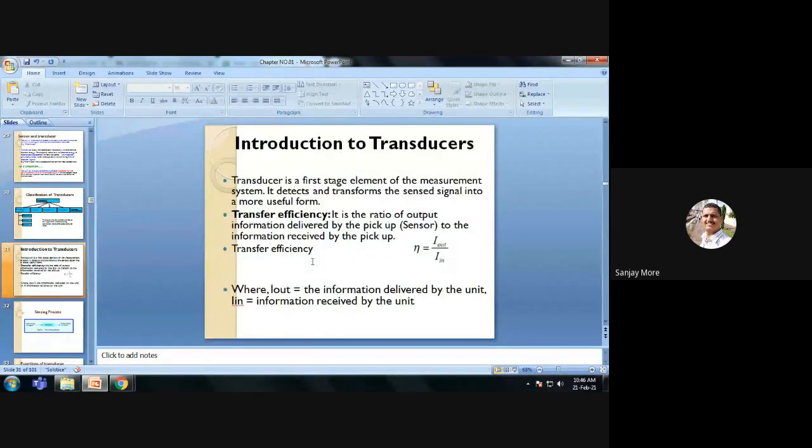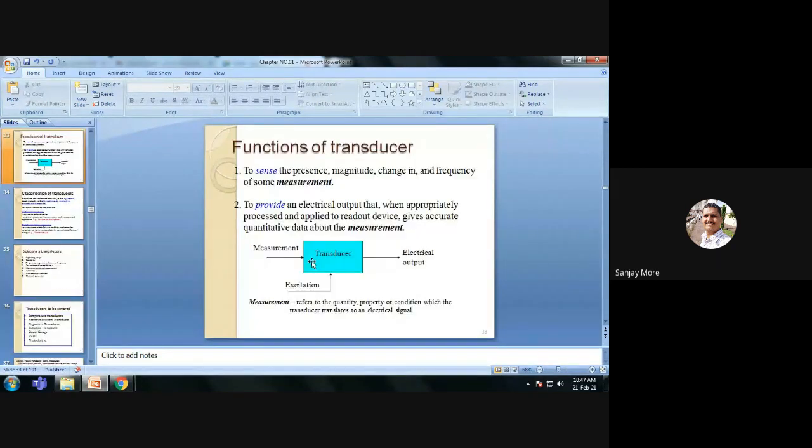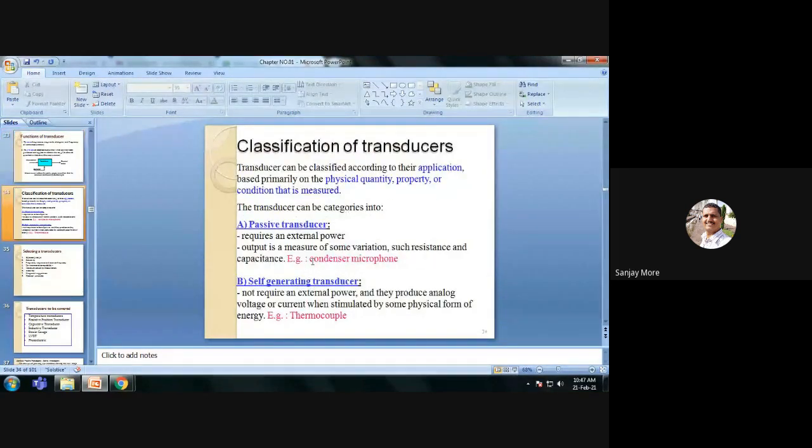Okay. Then what is meant by transducer? A transducer is a first stage element of a measurement system. It detects and transforms the sensed signal into a more useful form. Then how a transducer works: in the sensing process, the input energy or signal is sensed by the transducer and transferred to the output energy or signal for further processing. Then the function of a transducer is to sense the presence, magnitude, change in and frequency of some measurement. Then classification: active transducers, passive transducers.